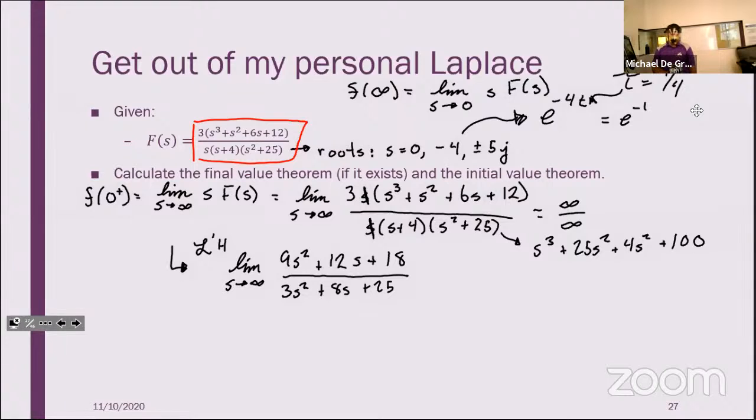Well, you get infinity over infinity again. Let's do it one more time. So you guys tell me, what do I end up with if I apply L'Hopital's rule here one more time?